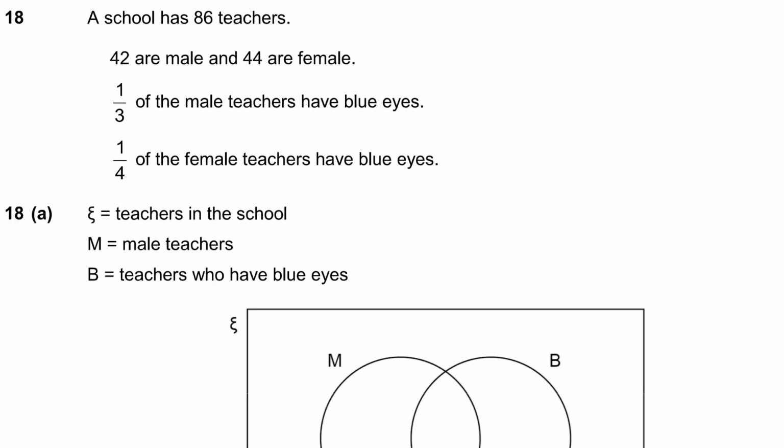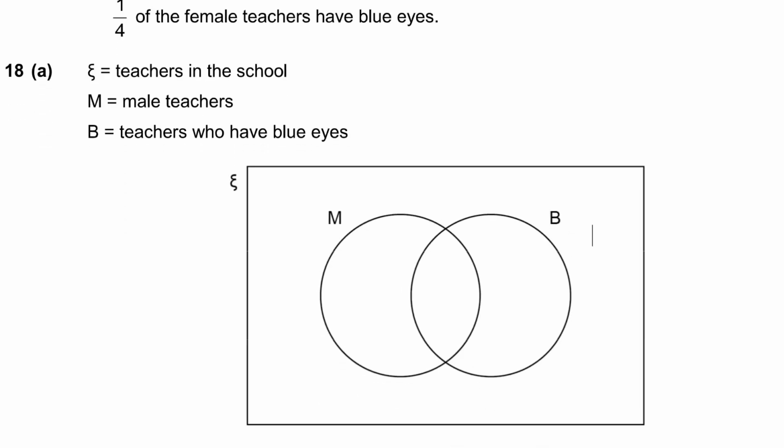This is a Venn diagram, always my favourites. A school has 86 teachers, 42 are male and 44 are female. 1/3 of the male teachers have blue eyes and 1/4 of the female teachers have blue eyes. So we're going to put that on a Venn diagram. For A, we're told that the universal set is teachers in the school. M is the male teachers and B is the teachers with blue eyes. We need to complete the diagram.